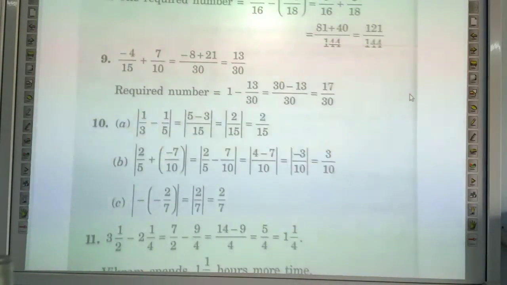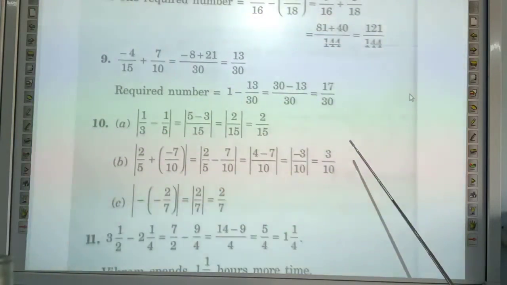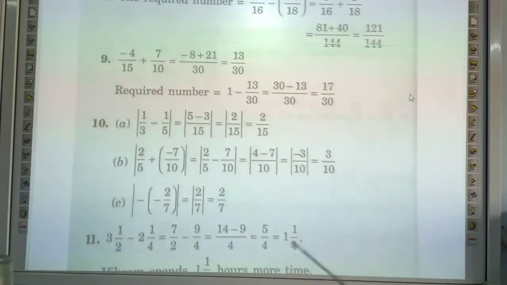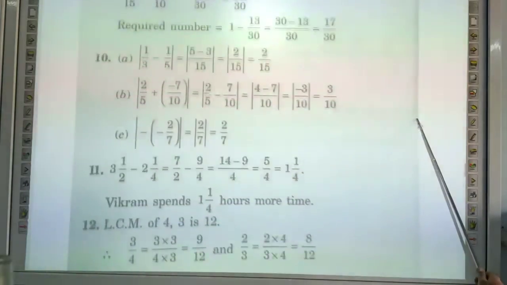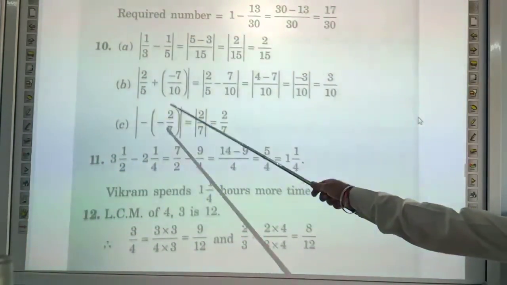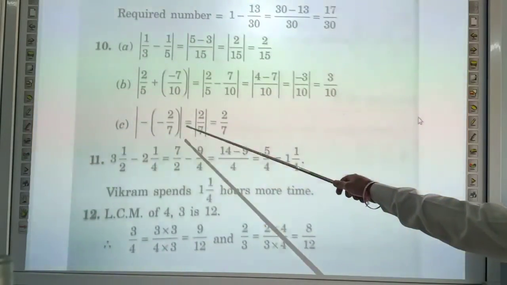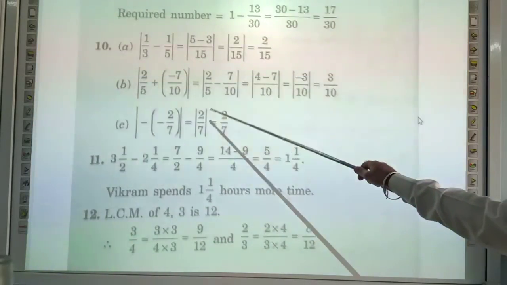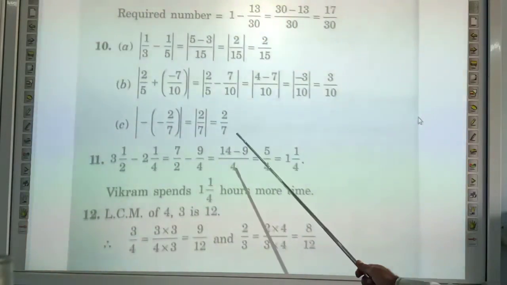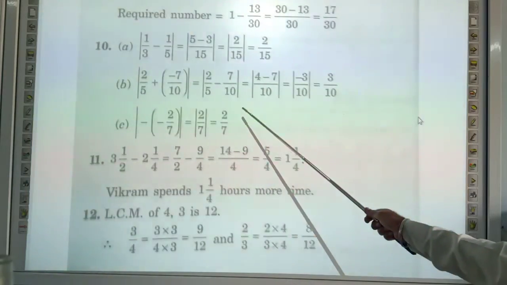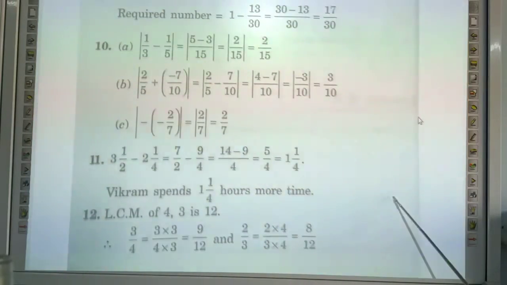But when taking out from the absolute value, there will be no sign. So our final answer is a purely numerical value, that is 3 upon 10 only. Absolute value is purely numerical without any sign. This was told to you in the definition part. Part C is again we have to solve within the bracket. Minus minus becomes plus, so it will automatically become plus within the absolute value part, 2 upon 7, and taken out from the absolute value we have the pure numerical value 2 upon 7.